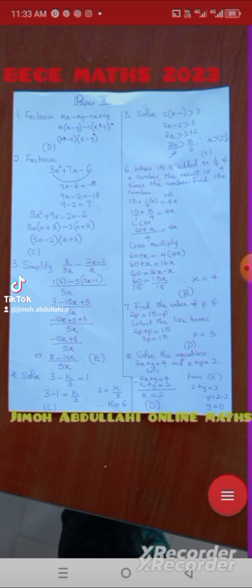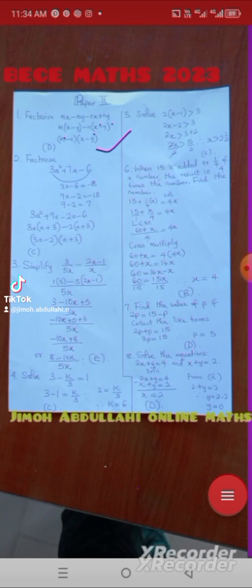So by the time you put everything in bracket, you are going to have m into open bracket x minus y close bracket minus n open bracket x minus y close bracket. You see that we have x minus y, so you pick one. Then we also have m minus n, that's the second one. So the answer is D.